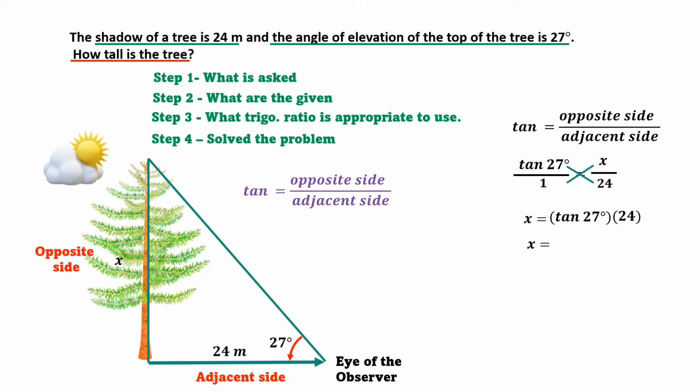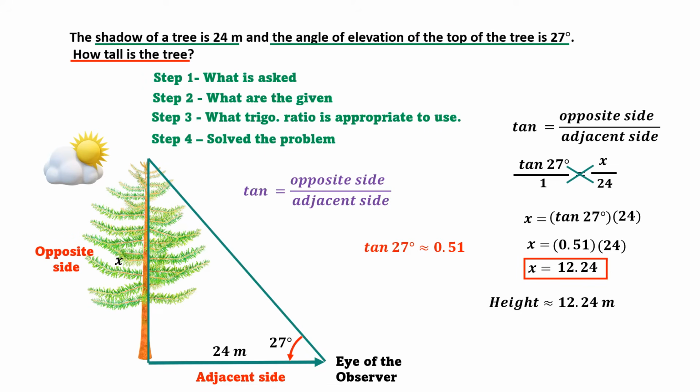Then, we have x is equal to. Find the value of tangent 27 degrees in your calculator. The value of tangent 27 degrees is equal to approximately 0.51. Then, we have 0.51 times 24. So, we have x is equal to. The product of 0.51 times 24 is equal to 12.24. The value of x is equal to 12.24. Therefore, the height of the tree is approximately 12.24 meters.